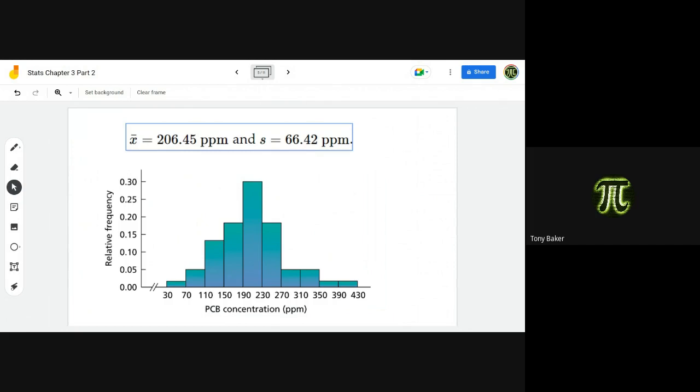So if I was to pick a bunch of eggs, how many of those eggs would be within 1 standard deviation of the mean? Very good. I would expect to see 68% of the eggs within 1 standard deviation of the mean.